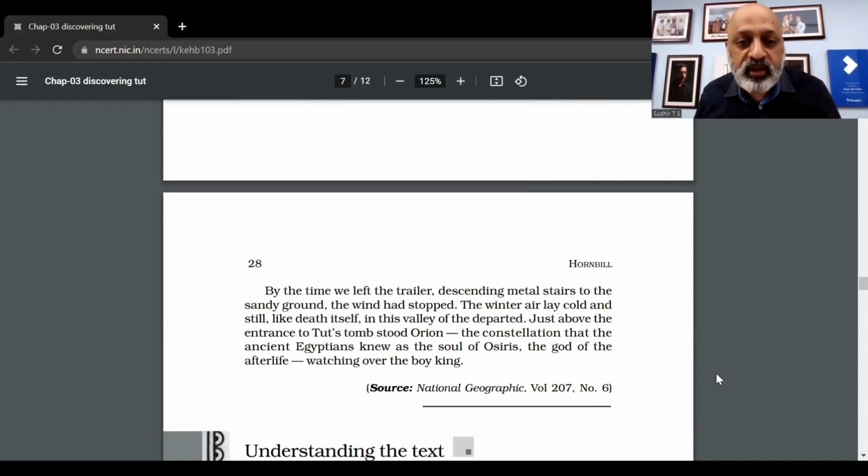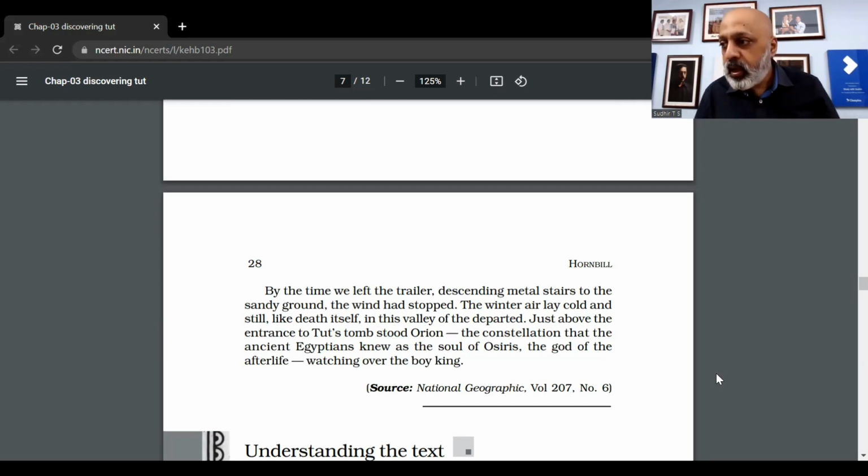By the time we left the trailer, descending metal stairs into the sandy ground, the wind had stopped. The winter air lay cold and still like death itself. It's absolutely quiet, right? In this valley of the departed. It's the valley of the departed, meaning the valley of the dead, people who are no more. Just above the entrance to Tut's tomb stood Orion. Orion is a constellation of stars, 3 stars in a line like a constellation. Not an exact line, but more or less. The constellation that the ancient Egyptians knew as the soul of Osiris, the god of afterlife, watching over the boy king. So it's almost like the guardian which is looking after the tomb, the final resting place of King Tut.